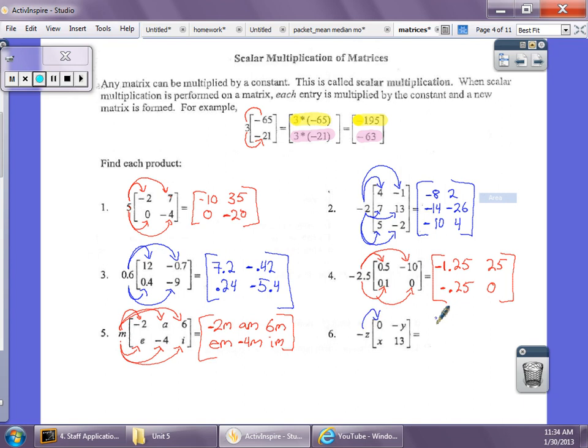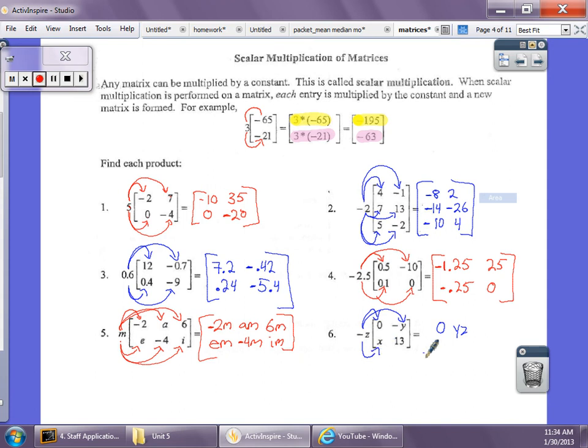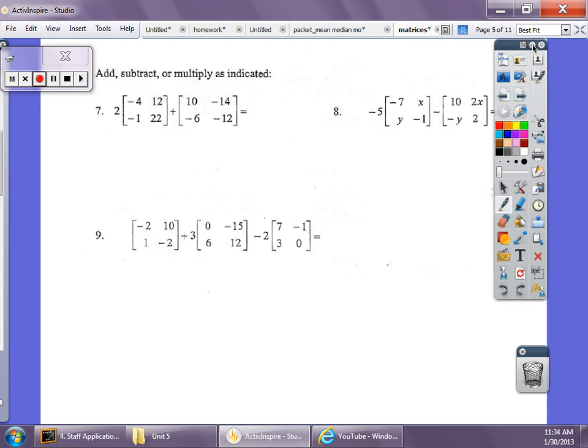And then the last one, once again, we're multiplying by negative z. Well, negative z times 0 is 0. Negative z times negative y, yz. We get negative z times x, negative xz, and negative z times 13 is negative 13z. And that's multiplying by our scalar multiplication, multiplying by that constant. And then we can actually add, subtract, or multiply by that constant. So we can do it all together.